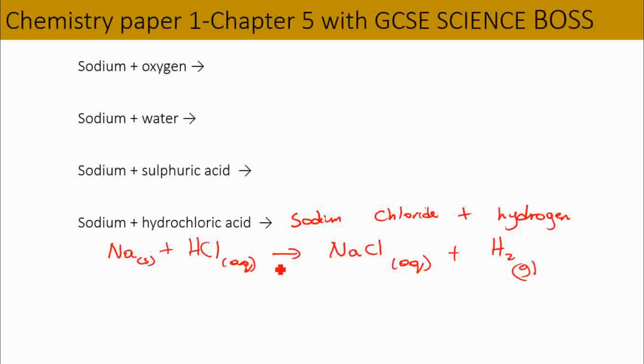Now this is not balanced because I have 2 hydrogen there, so I need to put a big 2 there. That's going to give it 2Cl, so I'm going to put 2 there. Then you need 2 sodium there. Equation is balanced. Alright, you need to know the formula for your acids.